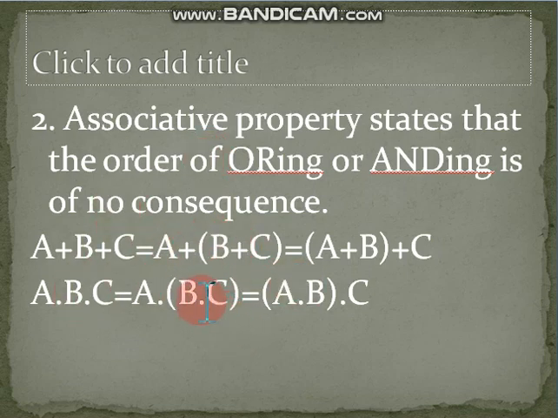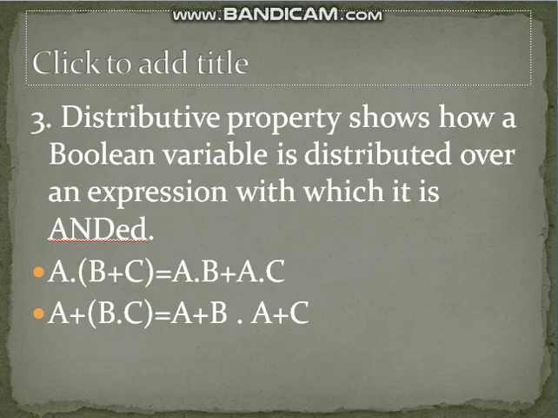So if you are told to define and give an example, you need to define the property rightly and of course give the right equation. The secret is, if you understand the laws, you can come up with these equations without memorizing but knowing. Which takes us to the third property, the distributive property. This shows how a Boolean variable is distributed over an expression with which it is ANDed. Again, pay attention to what the law states.